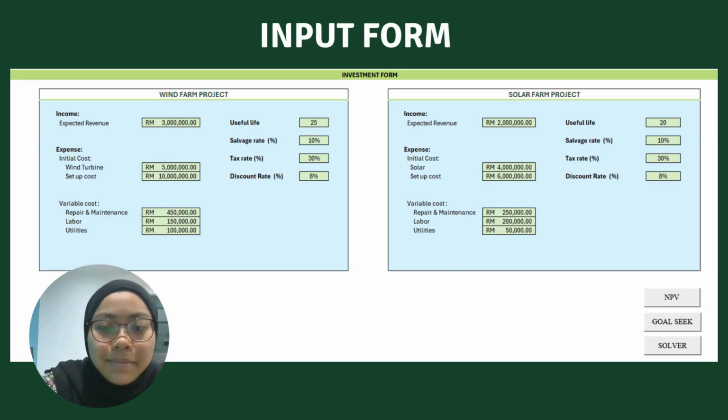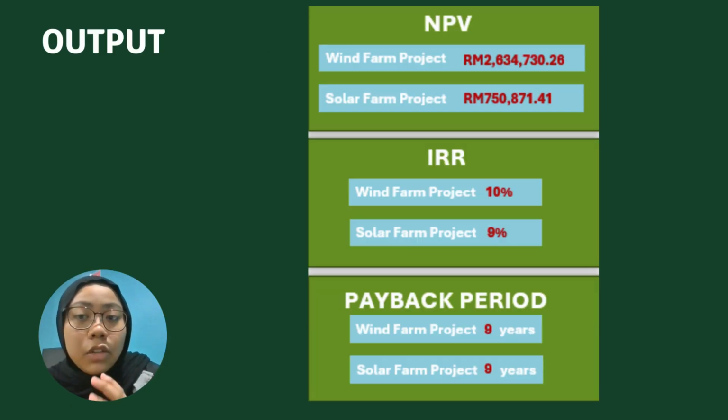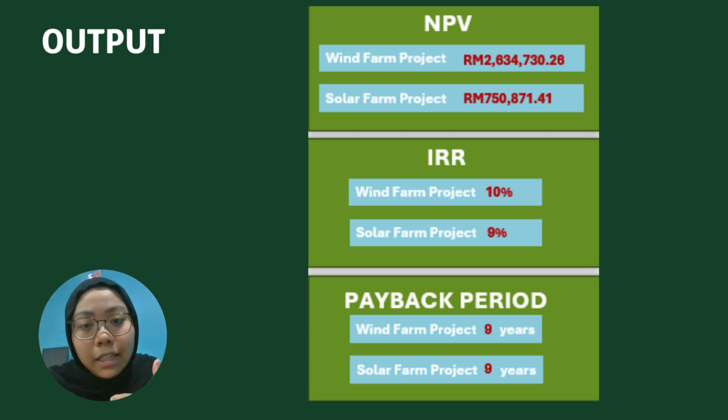Overall, this is the total output for the input form of the financial model, which indicates NPV, IRR, and payback period. As you can see, in the wind farm project, the NPV is significantly higher than the solar farm project. For IRR, the wind farm project is 10% and the solar farm project is 9%. However, the payback period is the same, 9 years for both the wind farm project and the solar farm project.